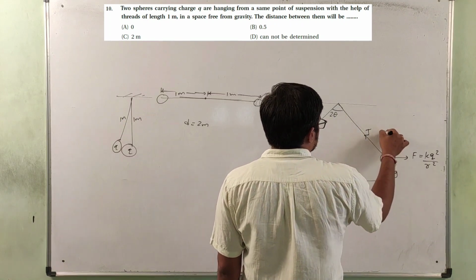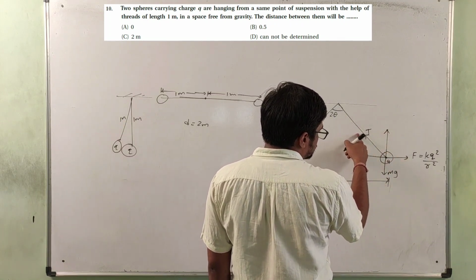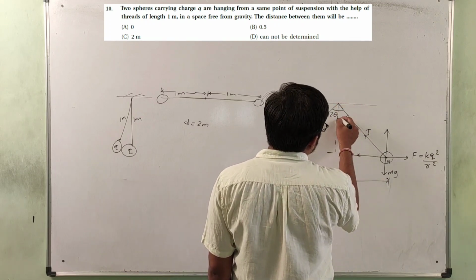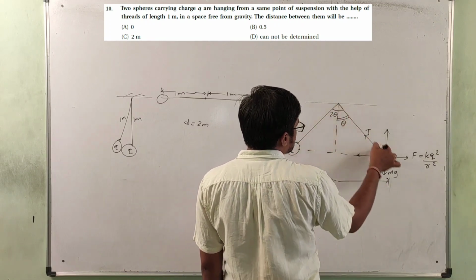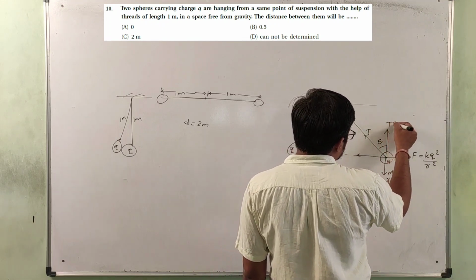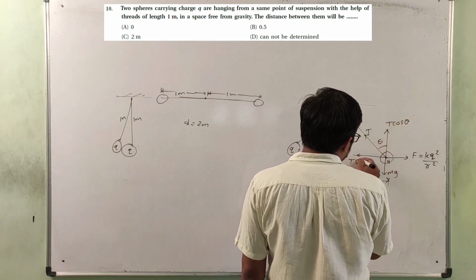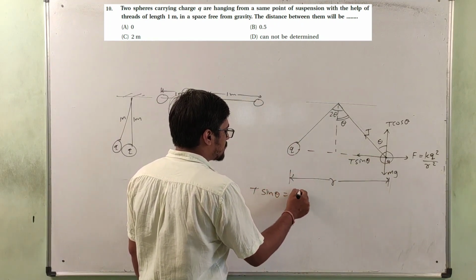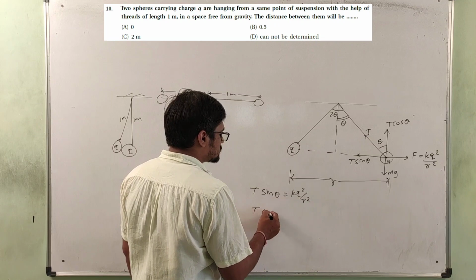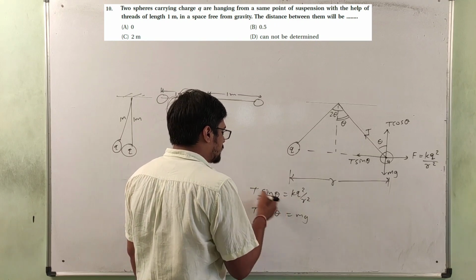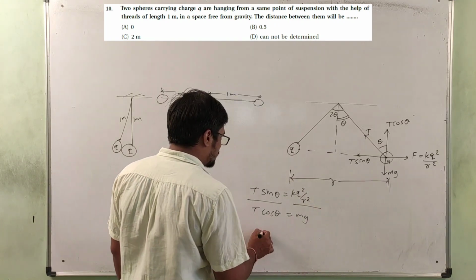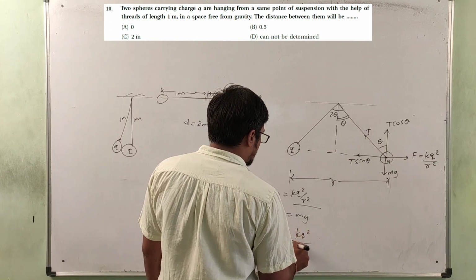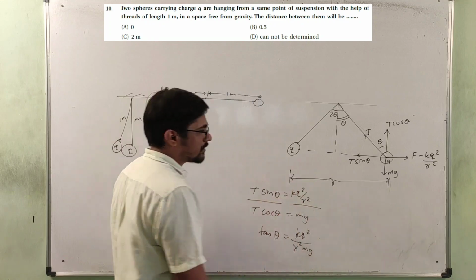So convert this tension force into components. If the angle between the two threads is 2 theta, then this half angle becomes theta. So this is theta, then this angle is also theta. So this component is T cos theta and this component is T sin theta. In the equilibrium condition, T sin theta is equal to k q squared by r squared and T cos theta is equal to mg. Now you can divide both equations and you will get tan theta is equal to k q squared by r squared mg. From this concept you can solve any question.